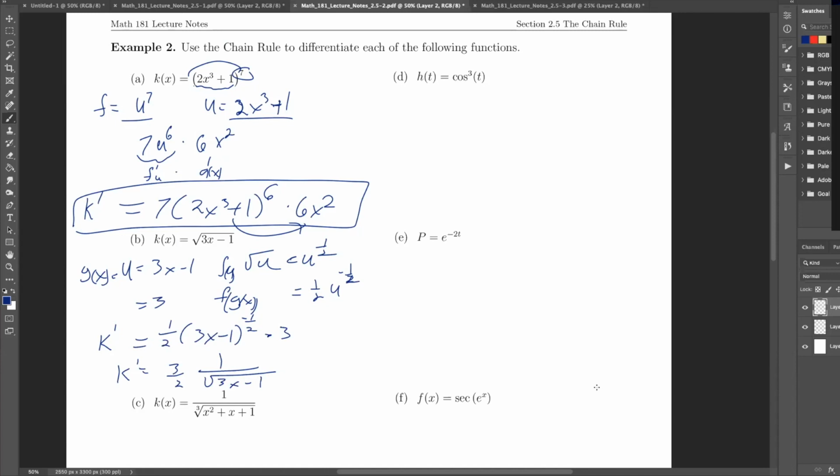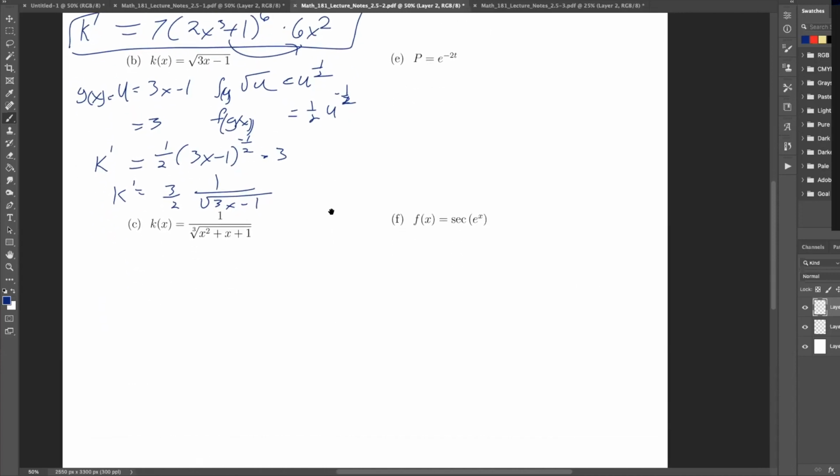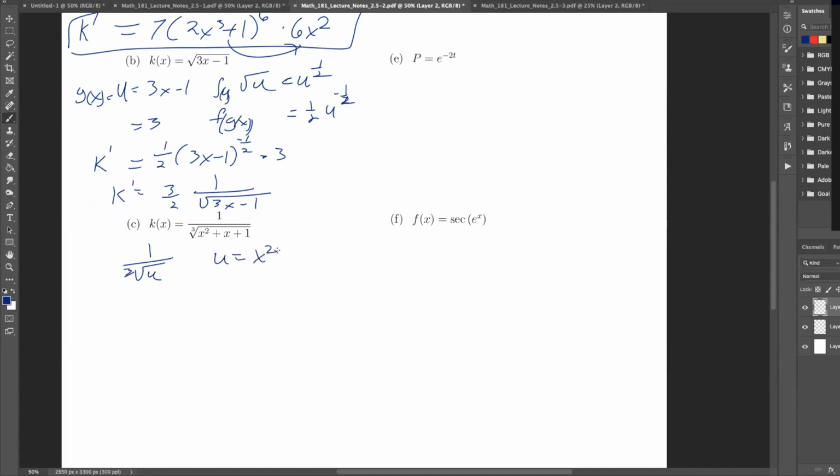Okay. All right. Let's do the next one. So here, I'm going to let my original f be the cubic root of u, and I'm going to let u equal x squared plus x plus 1. So f of u.